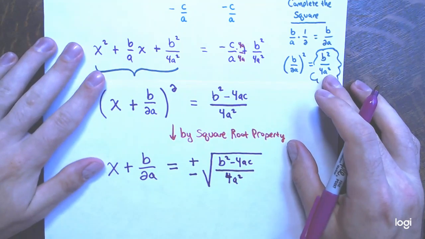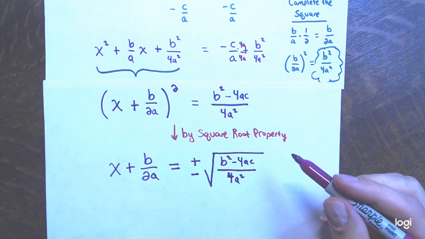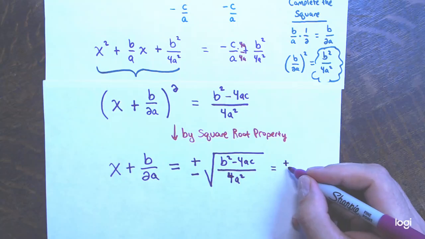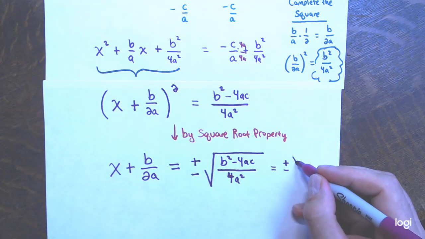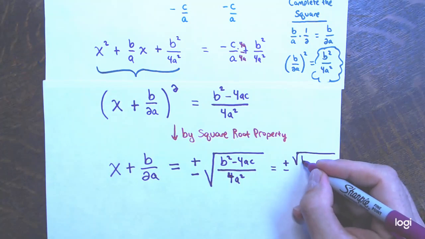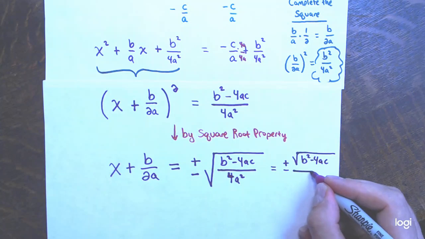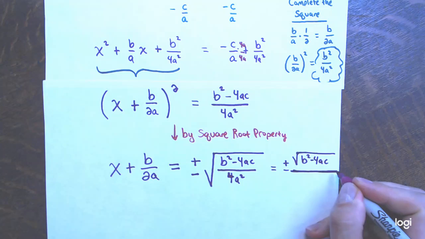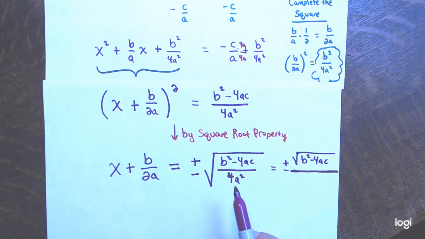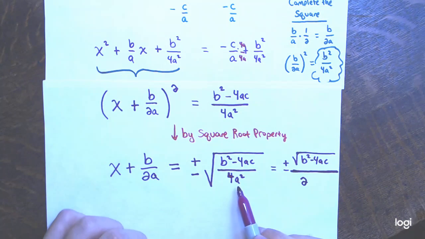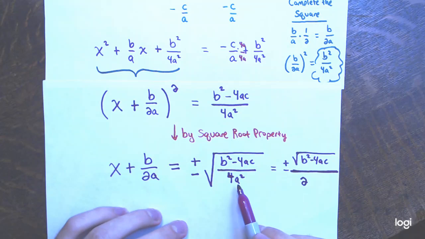All right. And then we can actually simplify this a tad. This is plus or minus. I take the square root of the numerator, right? The square root of b squared minus 4ac, and then divided by, make sure this division sign is not in the symbol anymore, the square root of 4a squared. Well, the square root of 4 is 2, and the square root of a squared would technically be the absolute value of a.